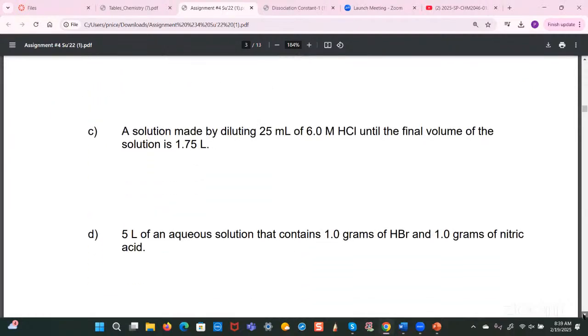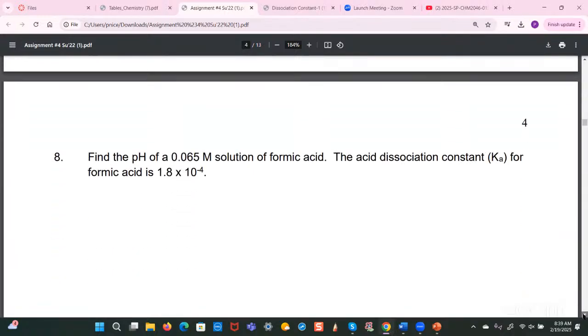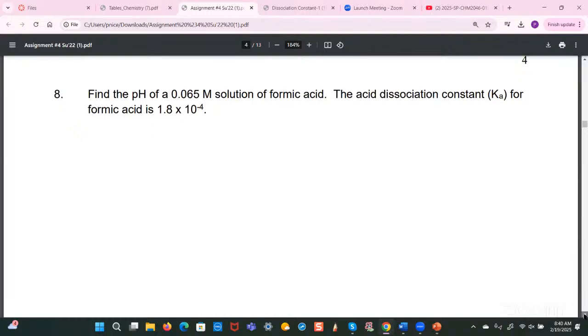So try the others in number 7, and let me know if you have any issues. Okay, so now we get to number 8. It says that the pH of formic acid is what you're trying to find. It gives you the molarity, it gives you the Ka value, right? So we did a couple of examples of this type. So let's go through the steps.